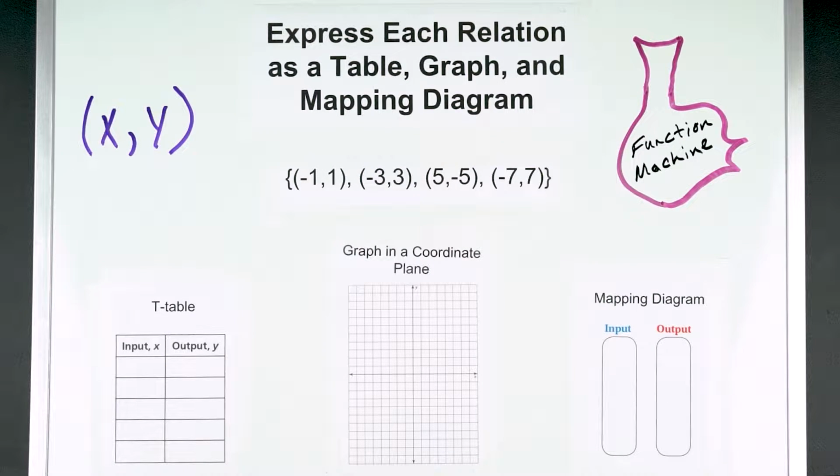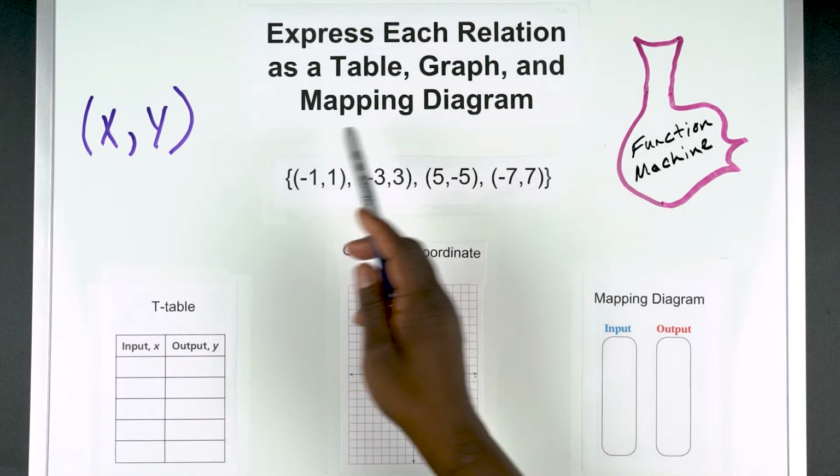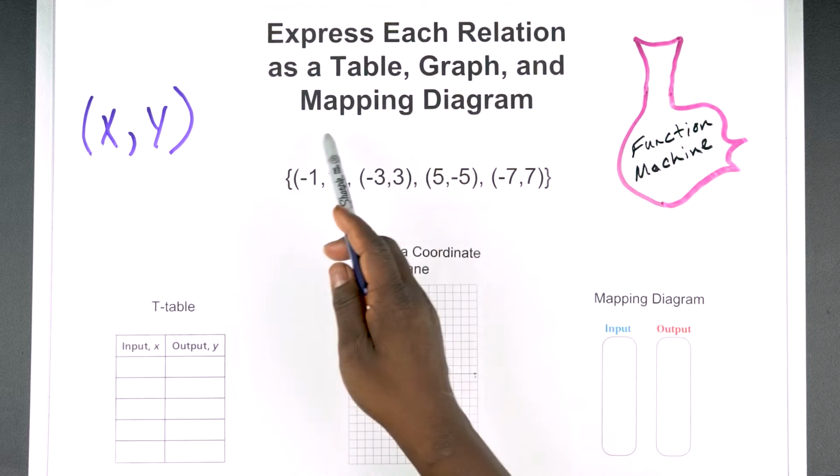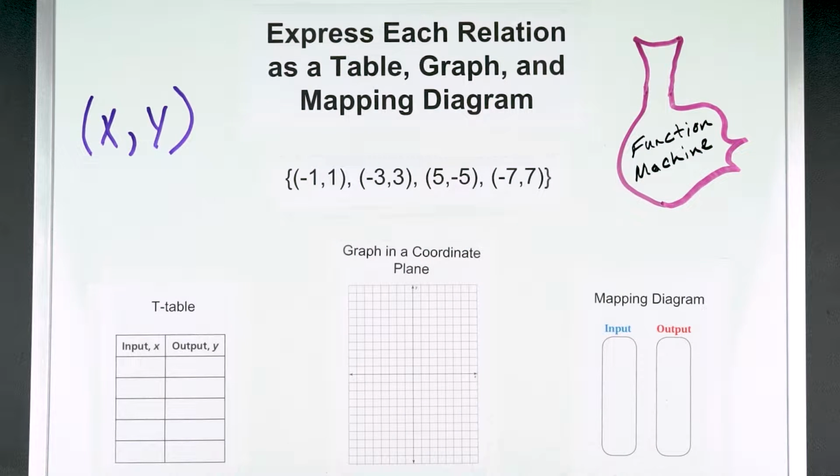Harrison. Today, we will talk about how to express a relation as a t-table, graph, and a mapping diagram, as we can see right here. Before we get started, let's talk about some basic vocabulary.